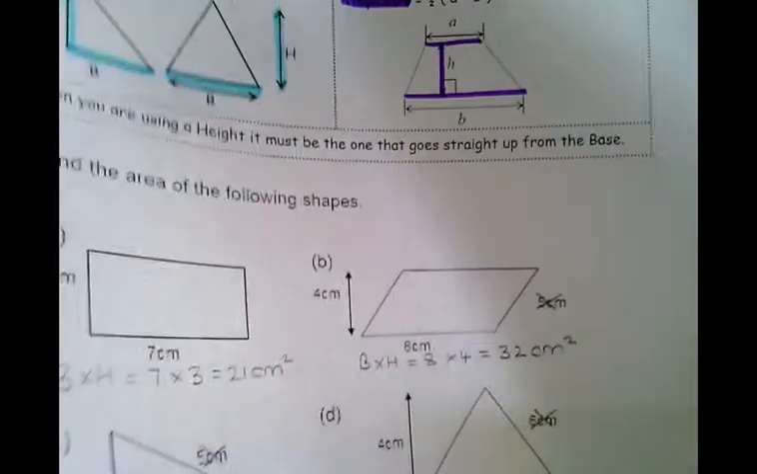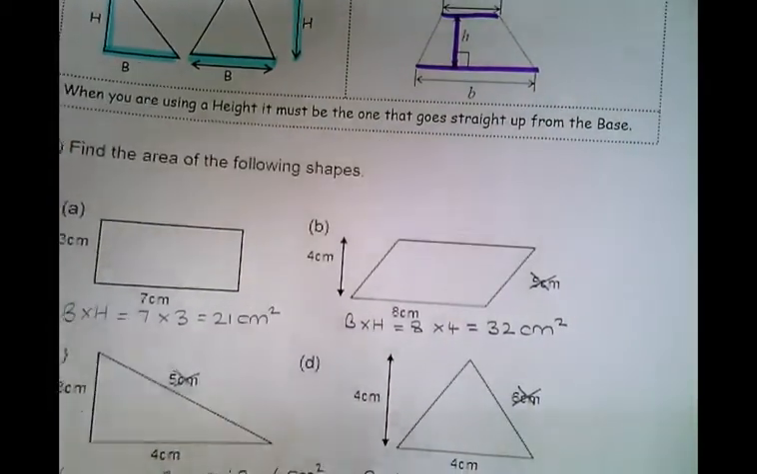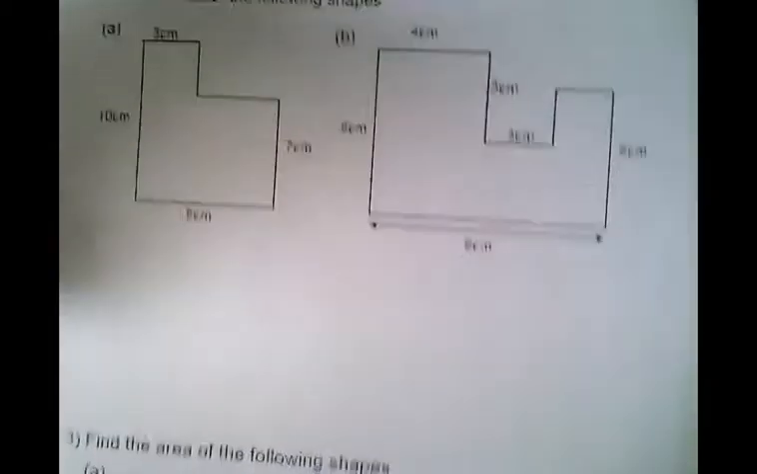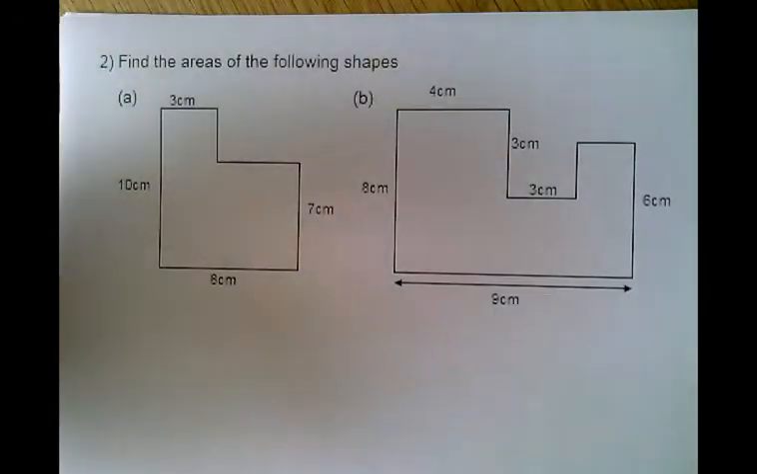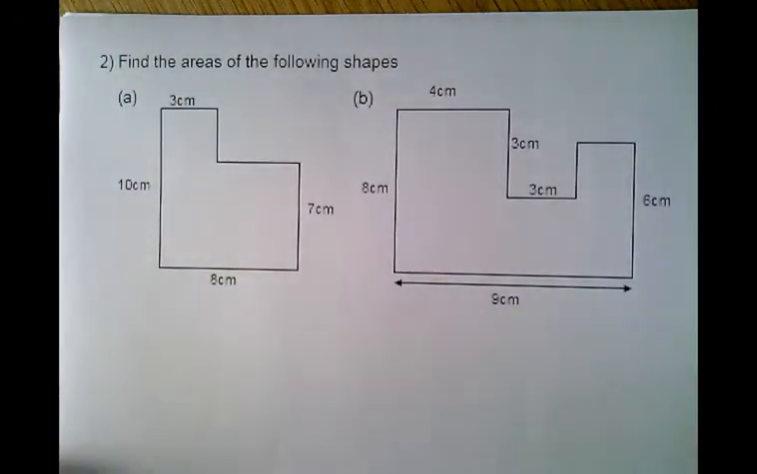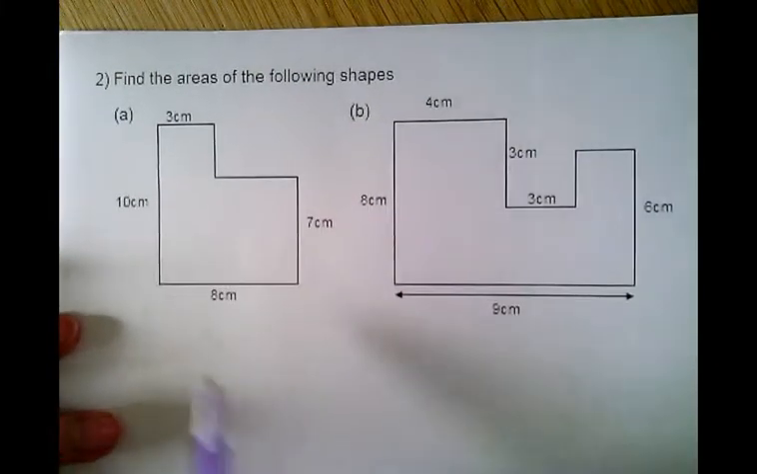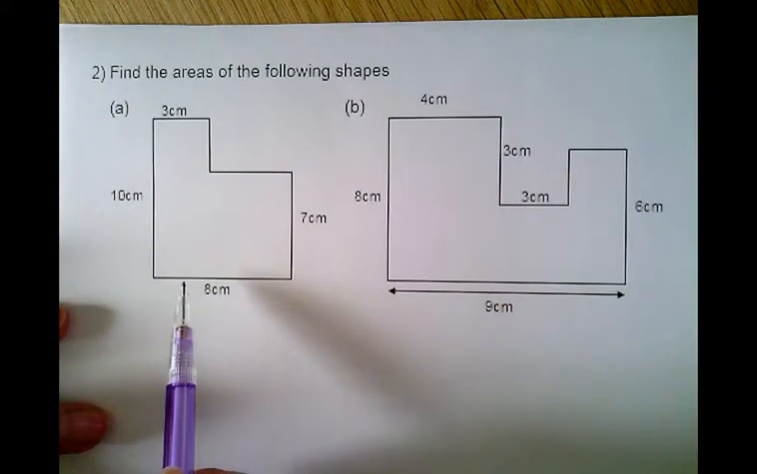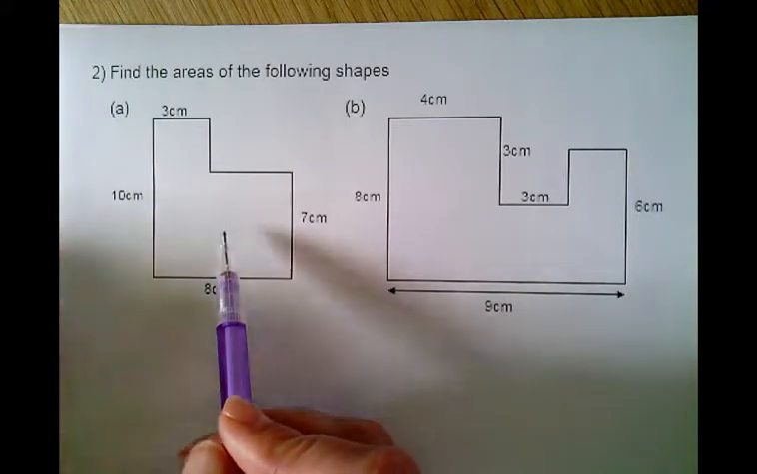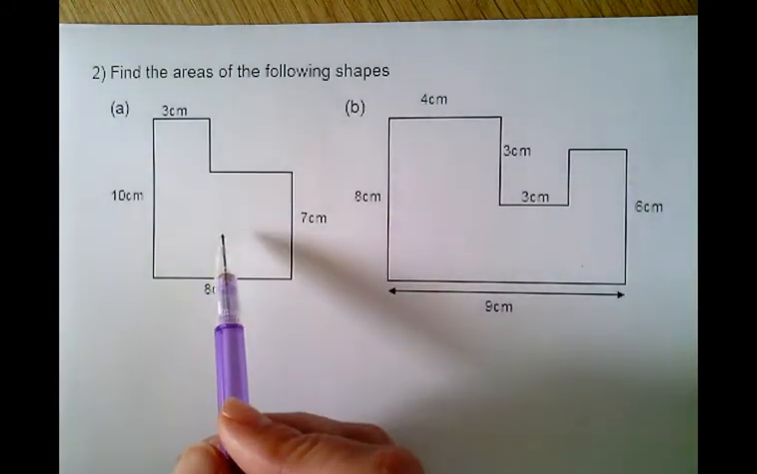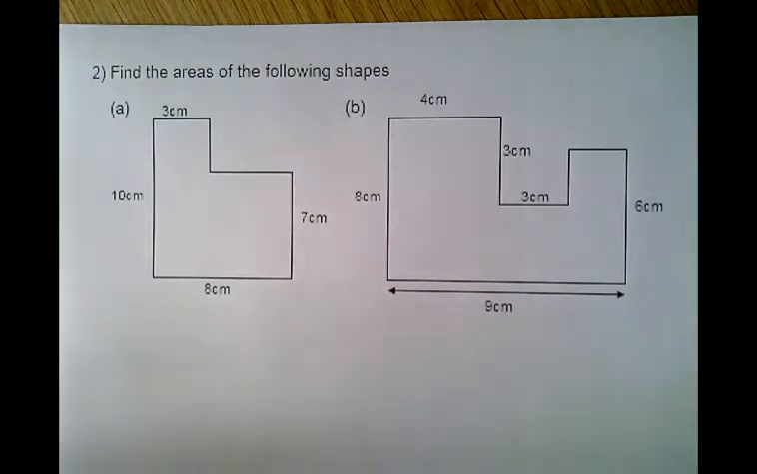The next few questions then are shapes which are called composite shapes because they're made up of different rectangles and squares. So find the area of this shape. This one looks a wee bit like an L shape, and there is no formula for finding the area of an L shape, so you have to do it by splitting it up into different shapes that you do know how to find the area of.